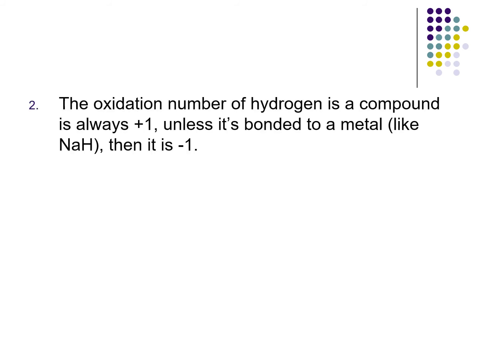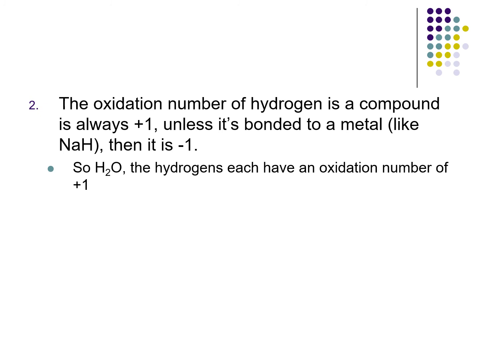Second, hydrogen will be +1 unless it's bonded to a metal, then it'll be -1. It's just what it is. So like in water, H2O, each of the 2 hydrogens has an oxidation number of +1 because it's bonded to a nonmetal.